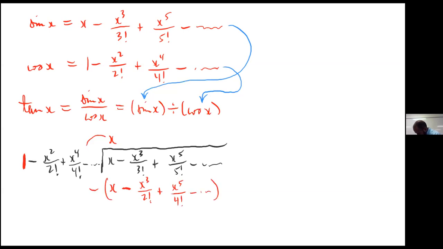Okay, and then I subtract. And of course, what are you left with? Well, the x's go away. But what are you left with in terms of x cubed? It's negative 1 over 3 factorial plus 1 over 2 factorial, yes? So it's 1/2 minus 1/6, yes? Negative 1 over 3 factorial plus 1 over 2 factorial is what's going on with the coefficient of x cubed. Do you see what I mean here?